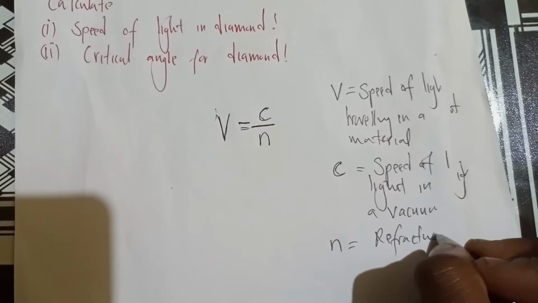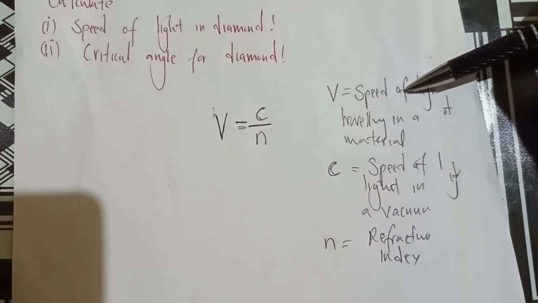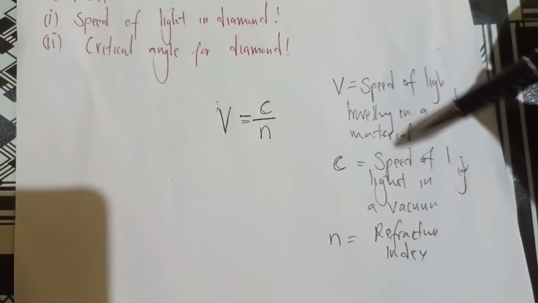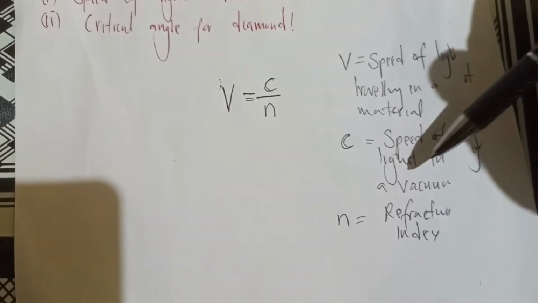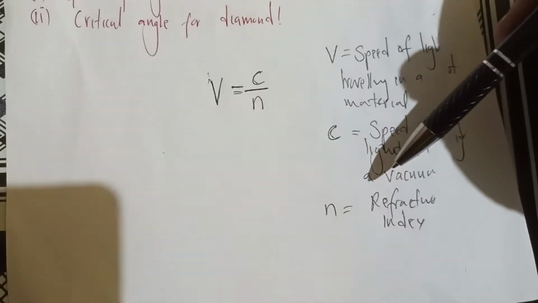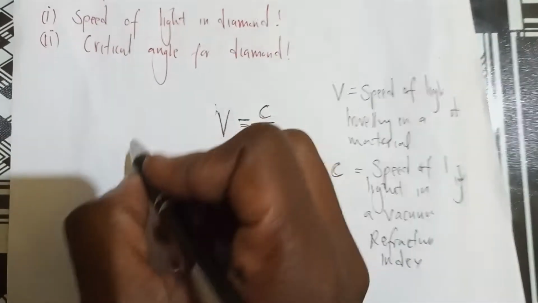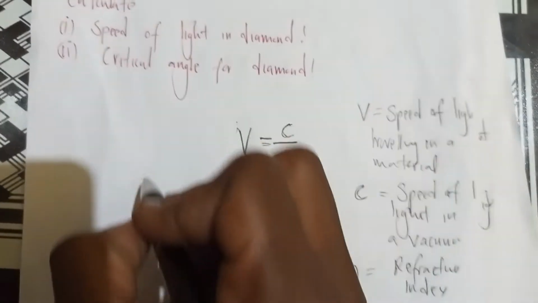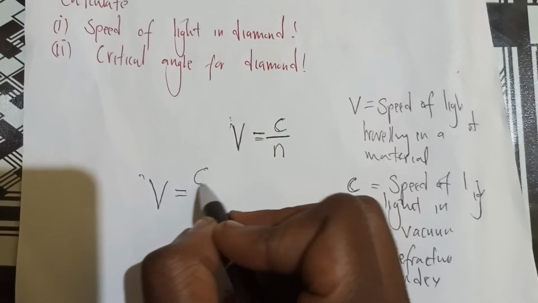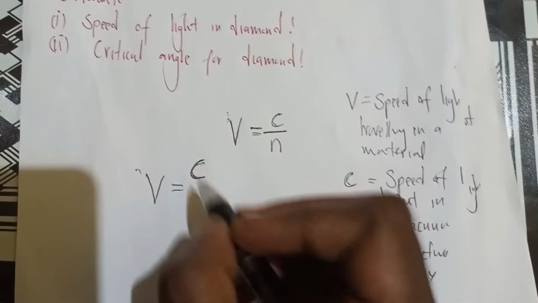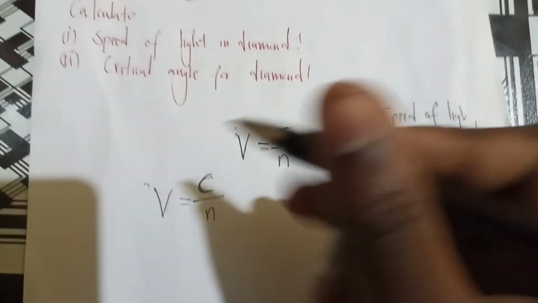The refractive index. So V is the speed of light that is traveling. It is usually given mostly. And C, the speed of light in a vacuum, is also given sometimes. And N is the refractive index. So let us check the question. The formula says V, the speed of light that is traveling, is equal to the speed of light in a vacuum over the refractive index.